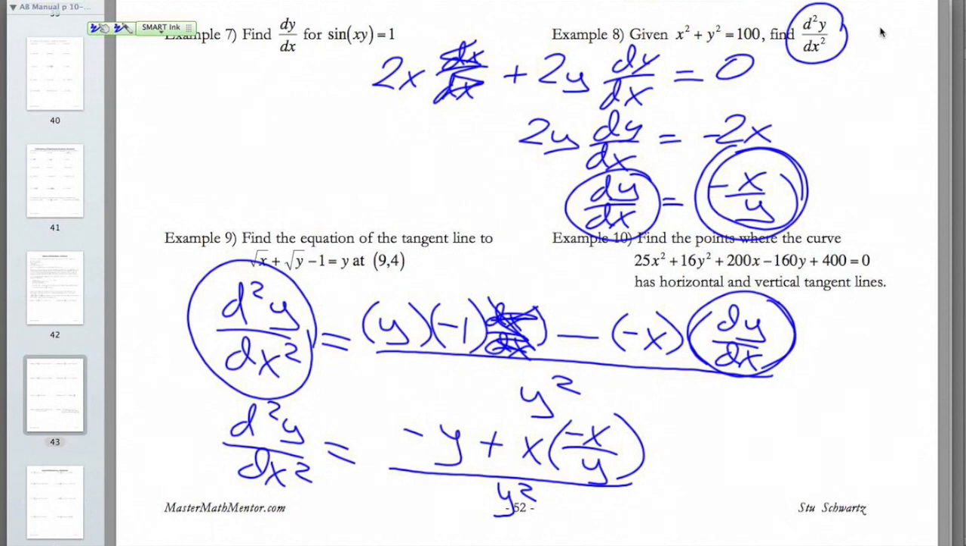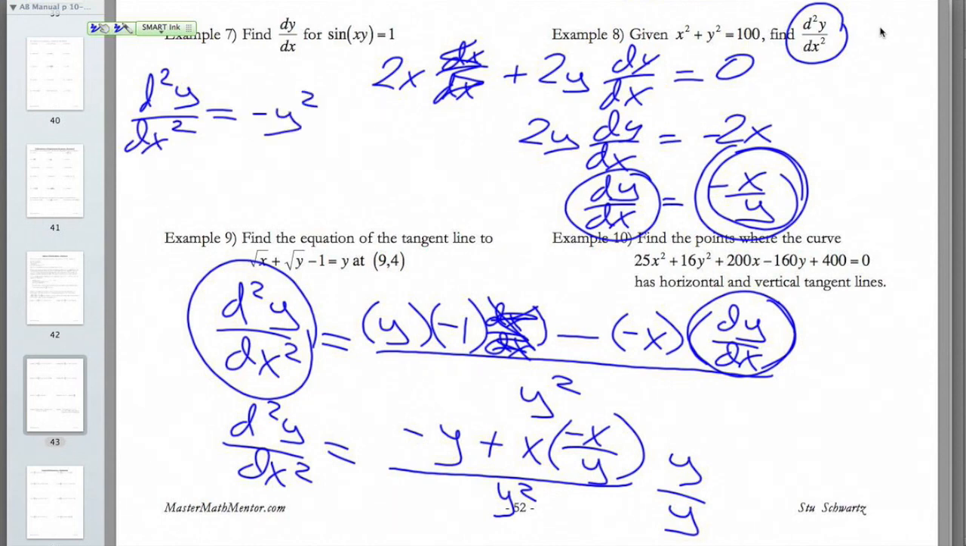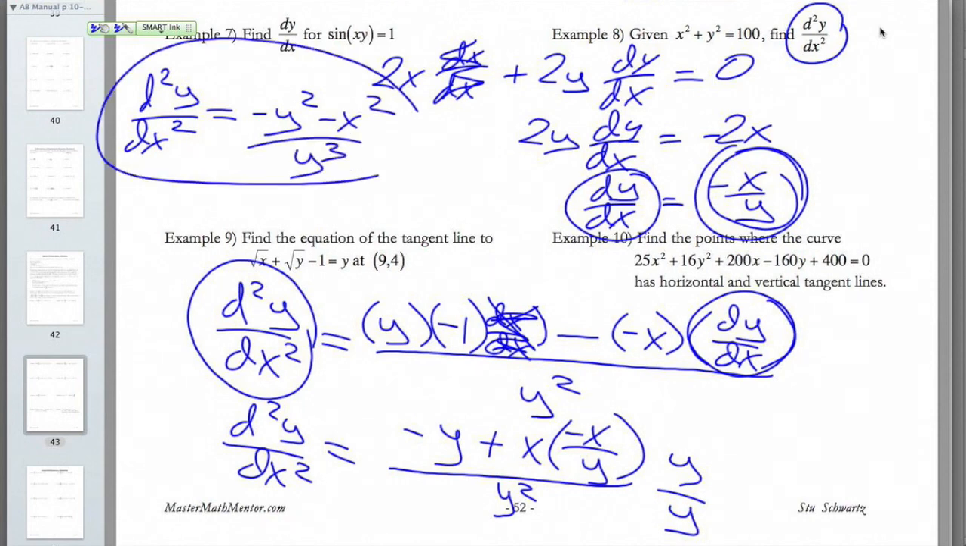Alright, I'm not happy with this answer because why? A fraction within a fraction, so all I need to do is multiply by y. So that means my final answer would be negative y squared minus x squared over y cubed.